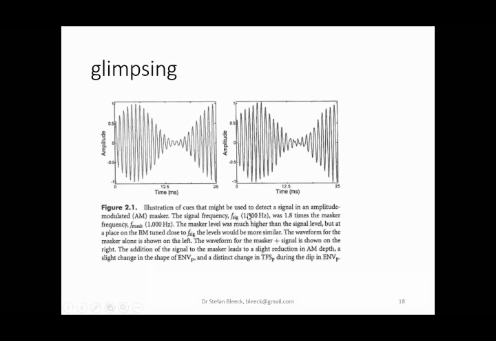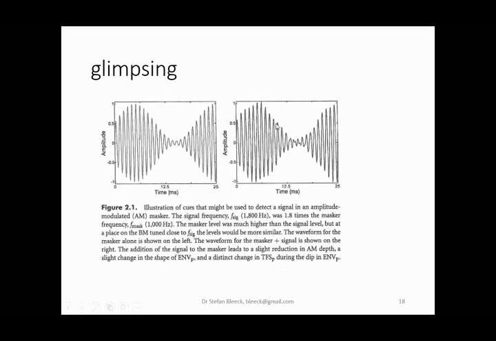What is it? Signal frequency 1800 Hertz, and the masker frequency 1000 Hertz. Now here we have them on top of each other. The problem is the masker level is much higher than the signal level. So let me just estimate that. It's about 10 times higher, which is about 10 dB. So this would be a signal to noise ratio of minus 10 dB, because the masker is 10 dB louder than the signal, or 10 times more energy.